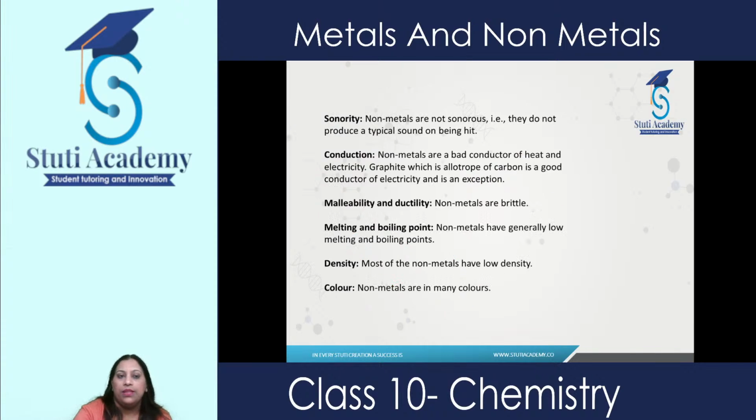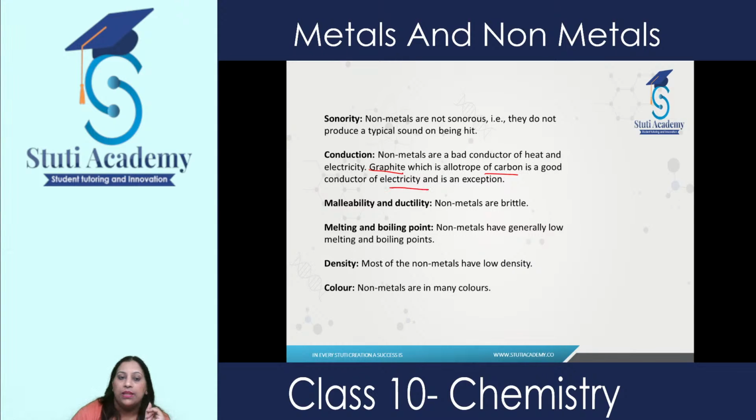Okay. Then next is sonority. Sonority means sound. So when non-metals are hit with any hard object, they will not produce any sound. Conduction: non-metals are bad conductors of heat and electricity due to the absence of free electrons. They do not have any free electrons except carbon. And the allotrope of carbon, graphite, is considered to be a good conductor. We use it in dry cells, and in machineries as a lubricant also. So graphite is considered to be a good conductor of heat and electricity.